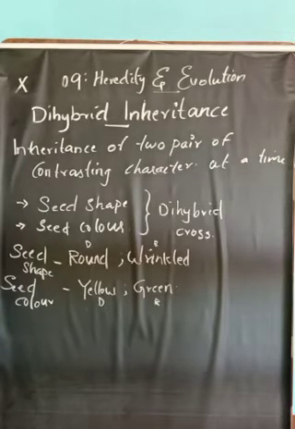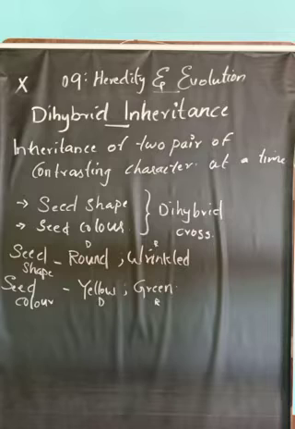So dihybrid inheritance or dihybrid cross is the inheritance of two pairs of contrasting characters of the pea plant at a time. Mendel selected two characters, seed shape and seed color. Round and wrinkled are the two extremes of seed shape, and yellow and green of seed color. In seed shape, round is dominant and wrinkled is recessive. In seed color, yellow is dominant and green is recessive.